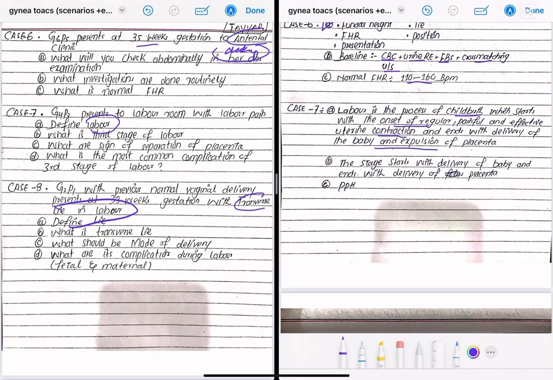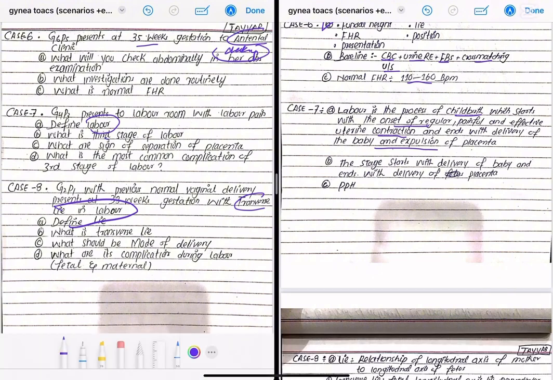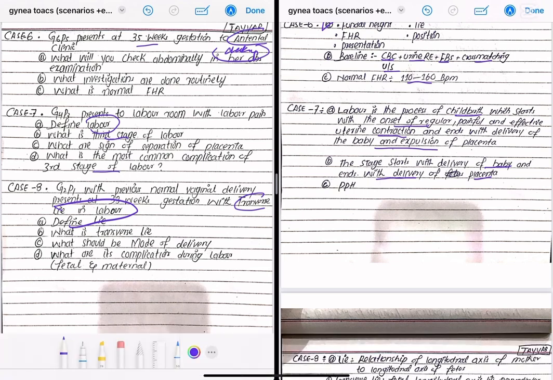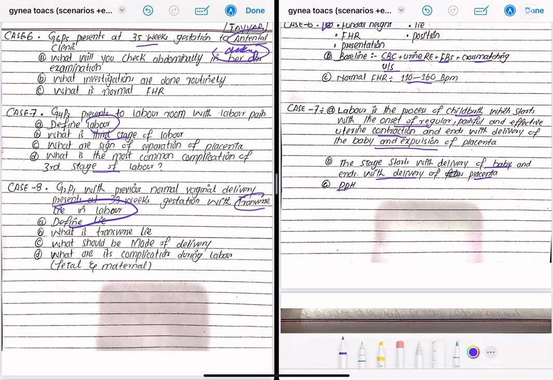Now another question: what is the third stage of labor? The stage starts with the delivery of the baby and ends with the delivery of the placenta. And what is the most common complication of the third stage of labor? It is PPH.